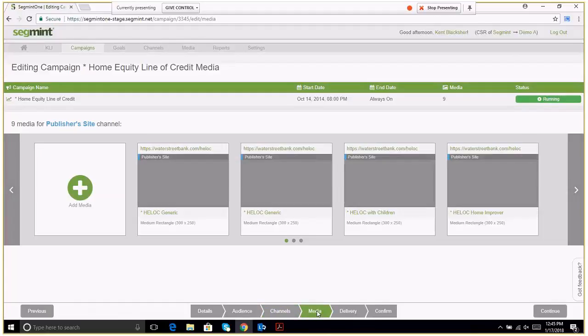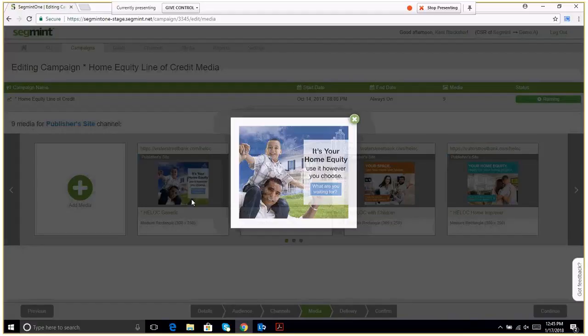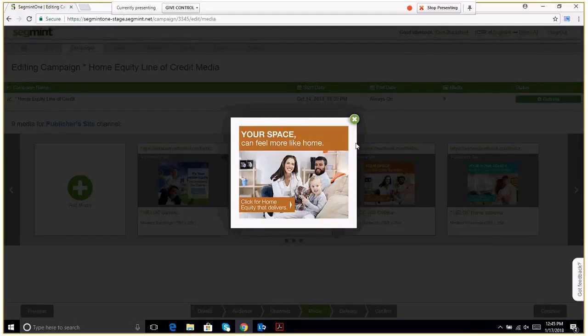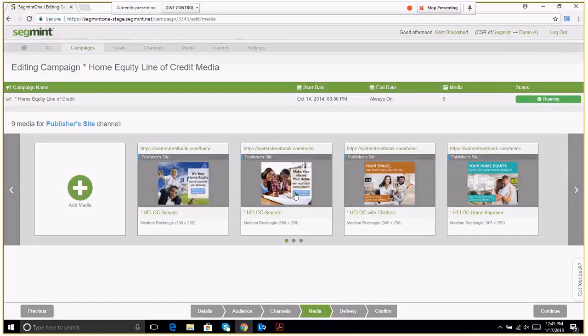I mentioned earlier the ability to have multiple versions of creative. Now you can do that. Within the platform right here, I see 4 versions of creative ready to go. I see a generic home equity campaign. I see a home equity campaign for individuals that have kids, may need to increase the size of their home. I also see one over here for apparently home improvement enthusiasts looking for their next home project. But the question would be, who gets which message? Well, you have the ability to micro-target in our platform.